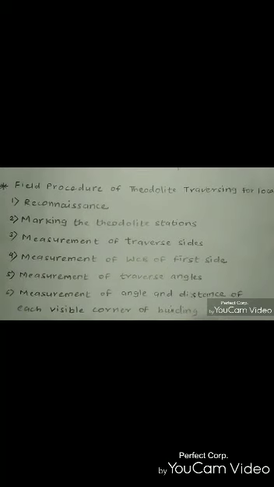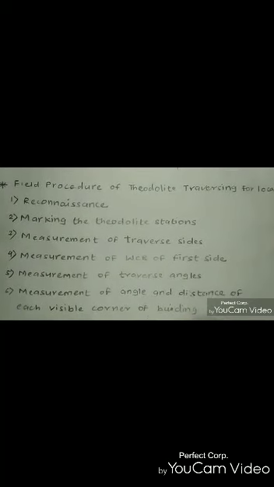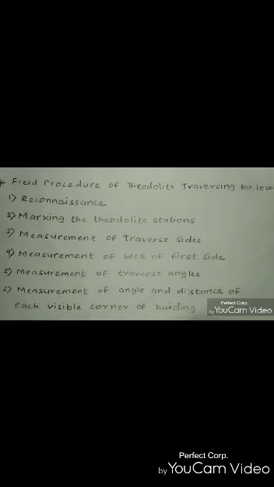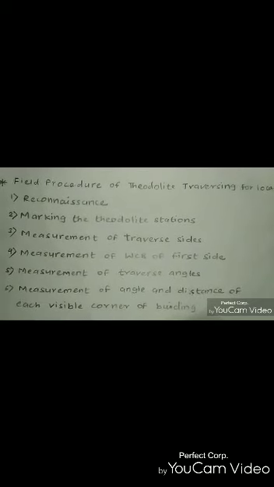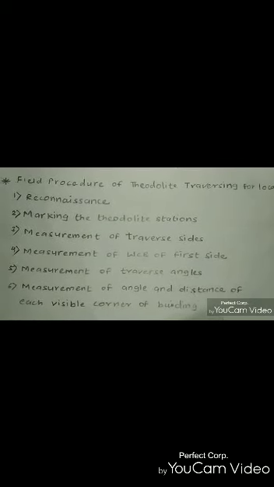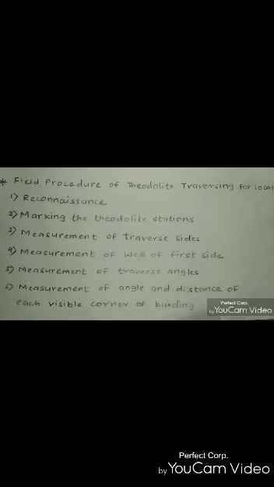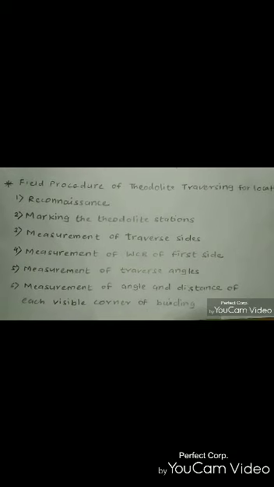The second step is marking the theodolite stations. During this procedure, each station should be visible to the back station and forward station. Also, the theodolite station should be fixed with reference to two permanent objects. Generally, an anti-clockwise traverse is prepared during theodolite traversing.